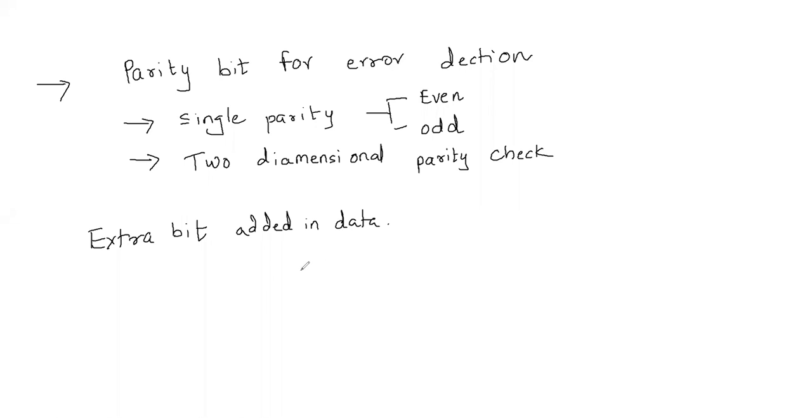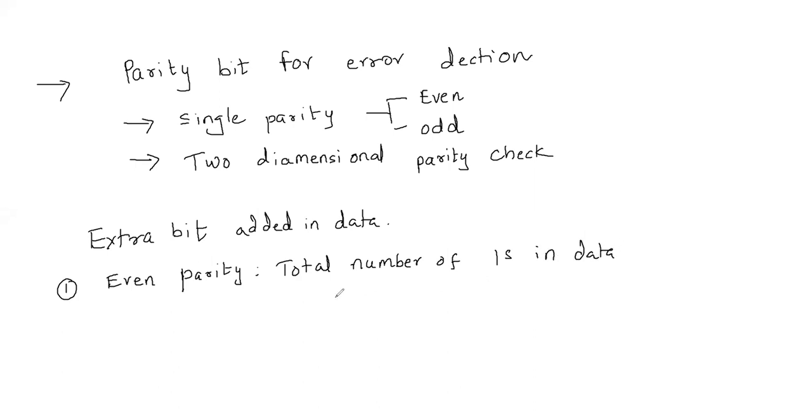So we can see the example. First we will see the example of even parity. Even parity is when the parity bit is added in such a way that the total number of ones in the data will become even. So how do we define even parity? The total number of ones in the data will become even.